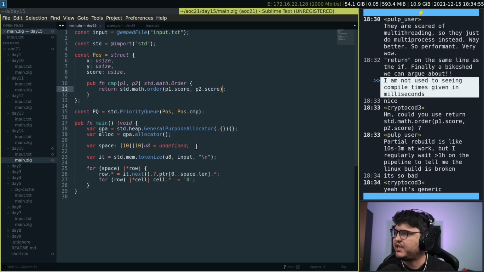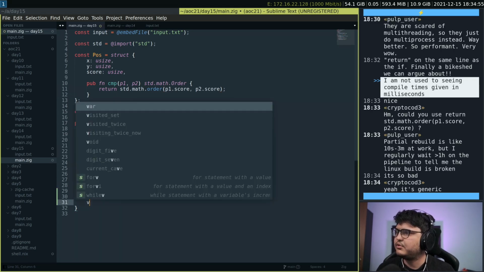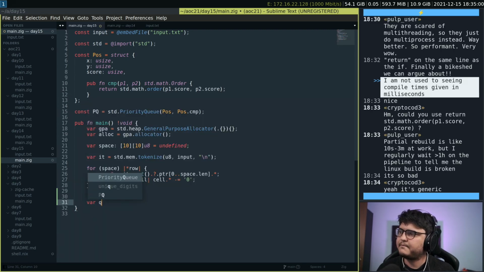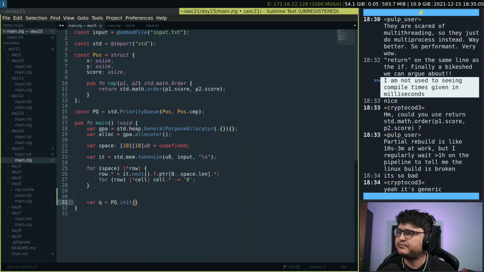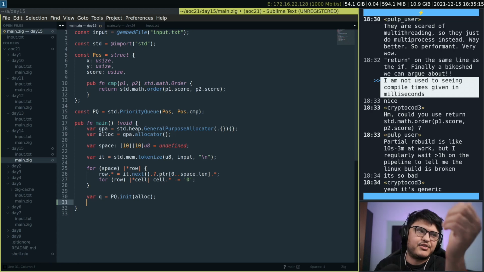Then what else do we need? So we have our space. We filled our space. Then we have our PQ. Dot init, I guess. Okay, now here's the hard part. Now we actually have to do it.